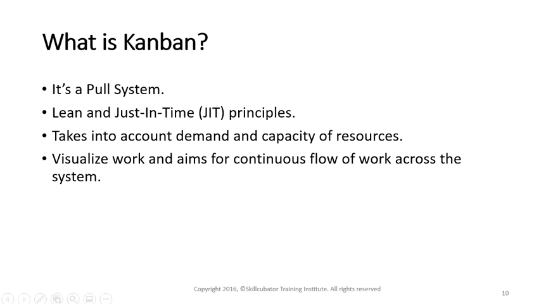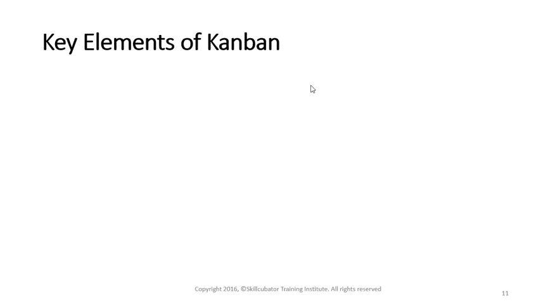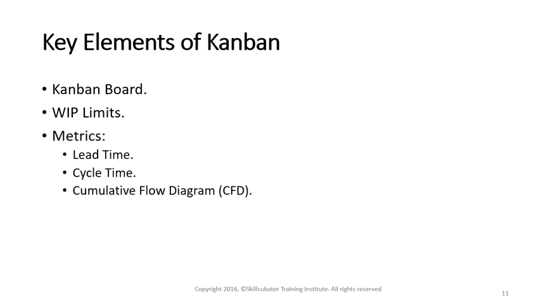Now let's see in detail some of the more advanced concepts of Kanban. So first is the Kanban board. The Kanban board is a visual display of the work status in real time. Then we have the WIP limits. Then we'll see some metrics, mainly three metrics: lead time, cycle time, and cumulative flow diagram.